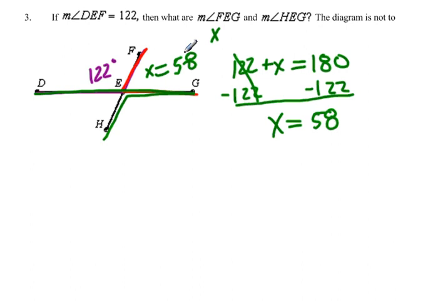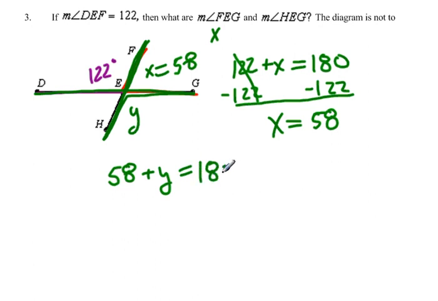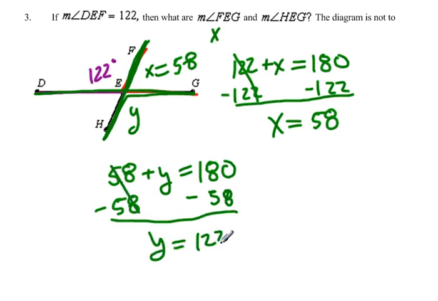So in order to find HEG, since this is 58, we could call this Y. And since we have a line formed here, 58 plus Y equals 180. And if we subtract, we will see that Y is now equal to 122 degrees. We'll also learn a property that makes this much simpler in the coming days.